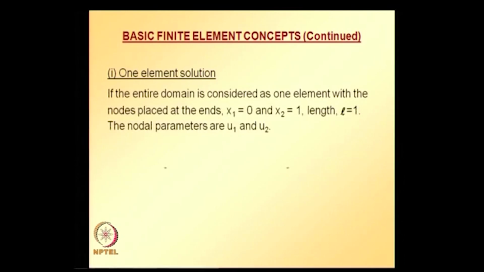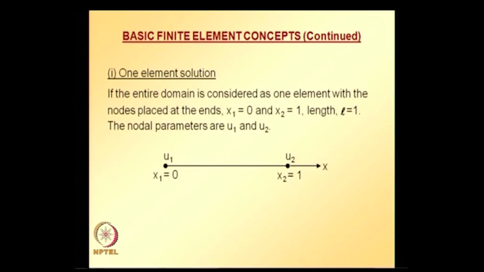So before we proceed further, we need to decide how many elements you want for this solution domain. Let us try using one element, that is, we will take only a single element over the entire domain. The first node coincides with x equal to 0 and the second node coincides with x equal to 1. If the entire domain is considered as one element with nodes placed at the ends of the domain, that is x1 equal to 0, x2 equal to 1, the length of the element is 1.